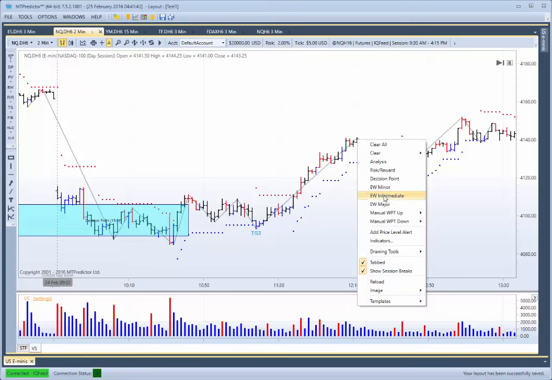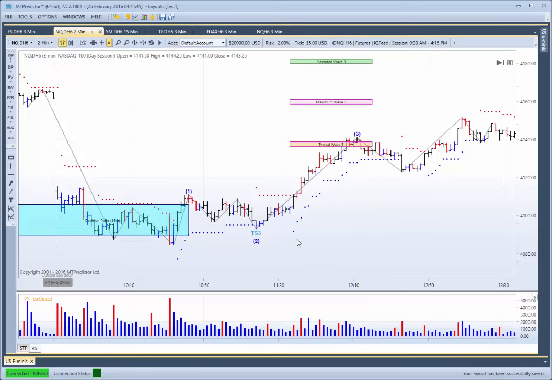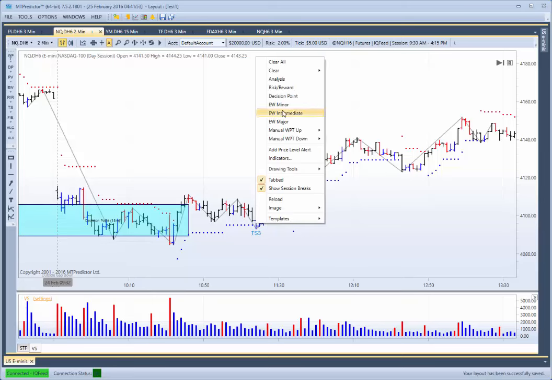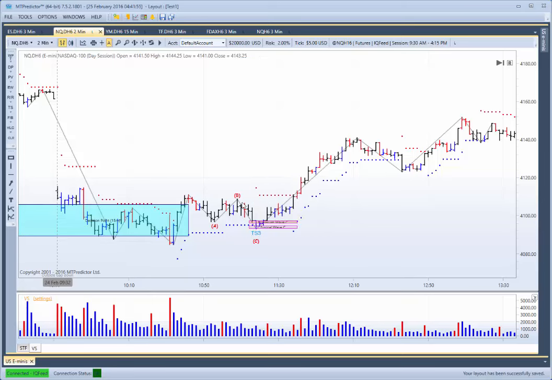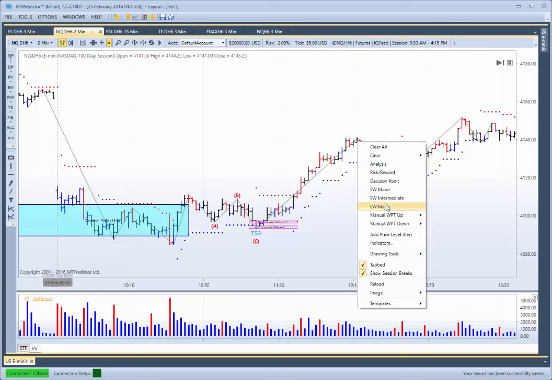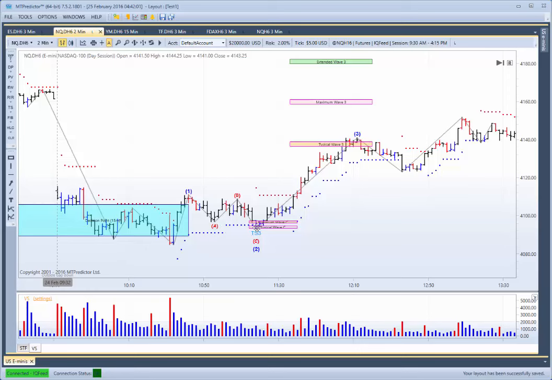So if I right mouse click, I'll do Elliott wave major, and can you see how it places on the charts there quite nicely. In fact, actually I'll just start that again. So I'll just clear that off. I'll just put the ABC on here. So right mouse click, Elliott wave intermediate. Here's your ABC correction. But now if I go up to here, Elliott wave major, can you see how the ABC correction unfolded in a wave 2?